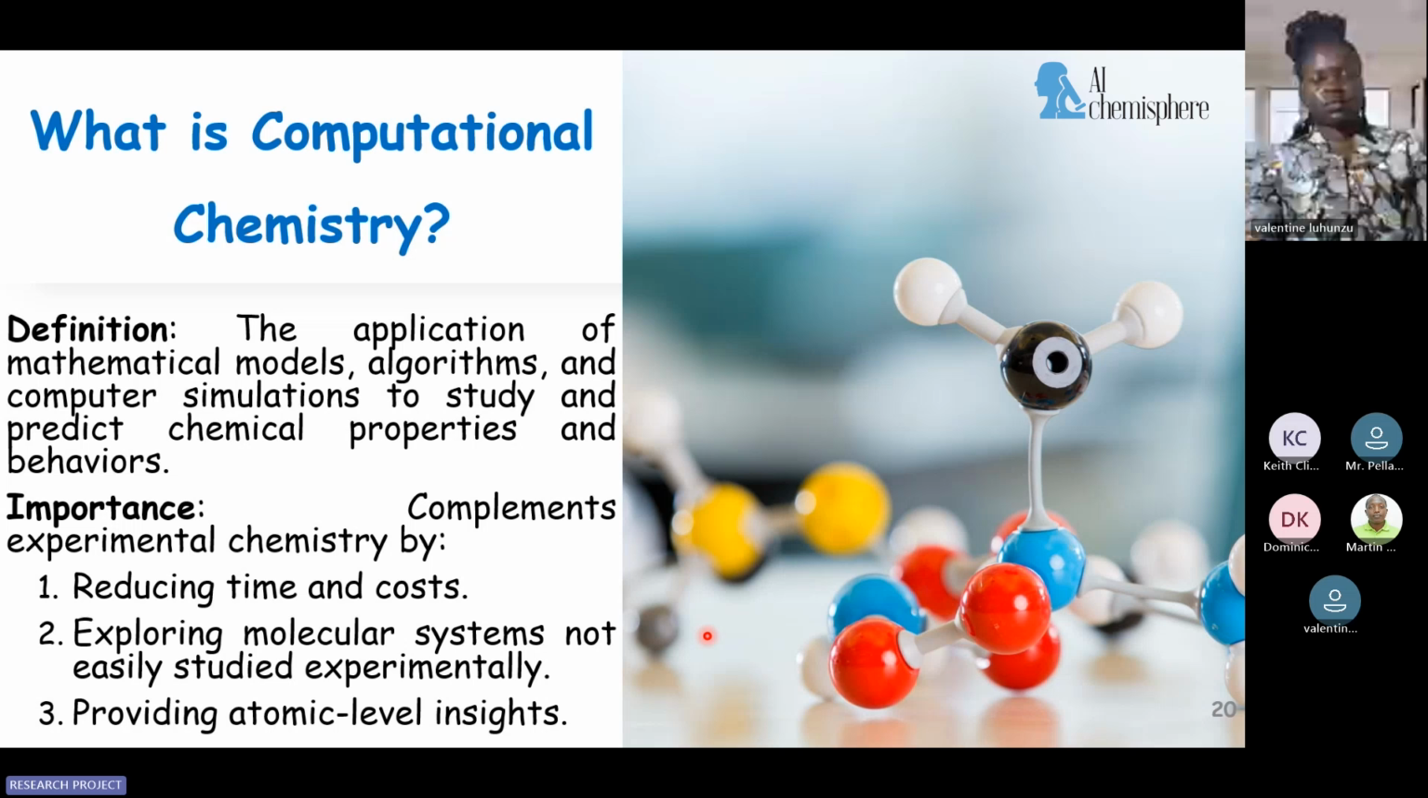So why is it important? Because it's able to complement experimental chemistry by, one, exploring molecular systems not easily studied experimentally. It can also assist the experimental chemist by providing atomic level insights. And very important, it's able to assist in reducing time, resources, and other costs that are used in experimental chemistry.